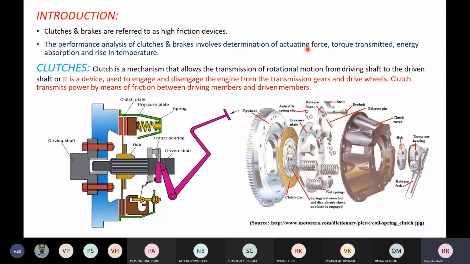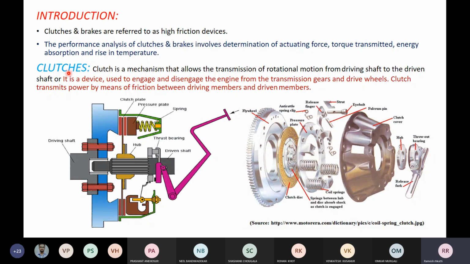The actuating forces and the geometry of the device, while the rise in temperature, all these are associated with the energy absorbed in the form of friction due to the action of the clutches and brakes. And the torque to be transmitted is associated with the coefficient of friction.